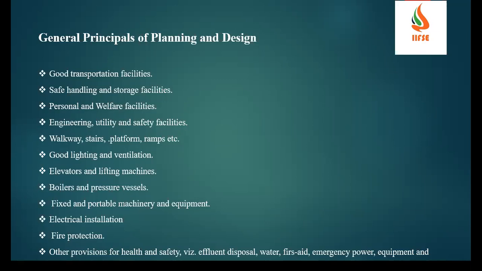Then elevators and lifting machines, wherever there is a chance that heavy goods need to be lifted; there we definitely need elevators as well as lifting equipment, boilers and pressure vessels, fixed and portable machinery and equipment. In case of portable machinery, for example tools or portable trolleys to shift materials, electrical installation and fire protection are also required, and other provisions for health and safety, for example effluent disposal, water, first aid, emergency power, equipment, and also emergency planning. These are some of the principles we have to consider while designing a plant.